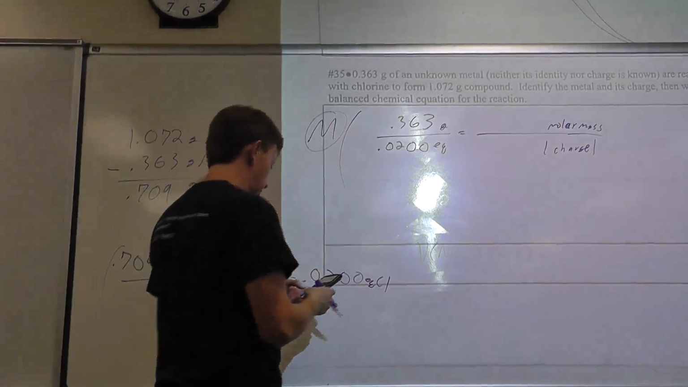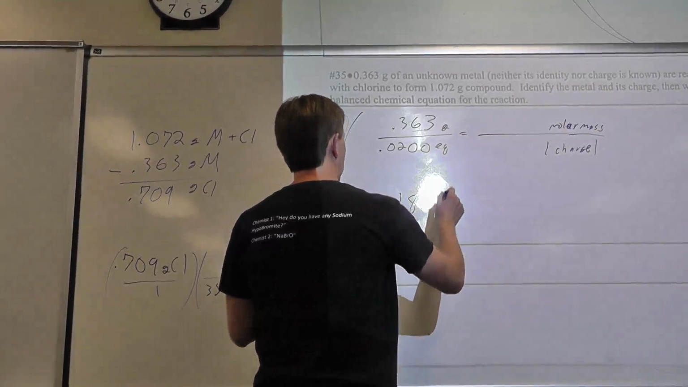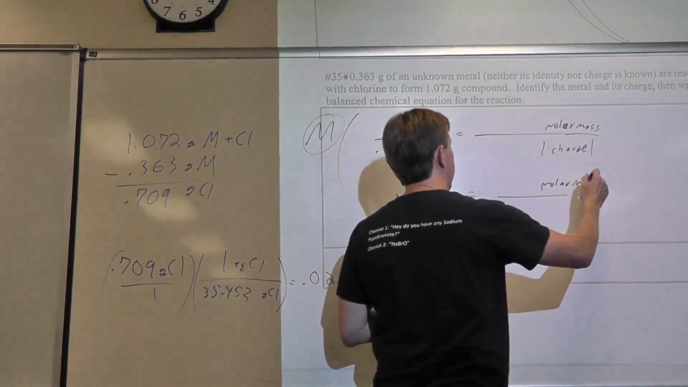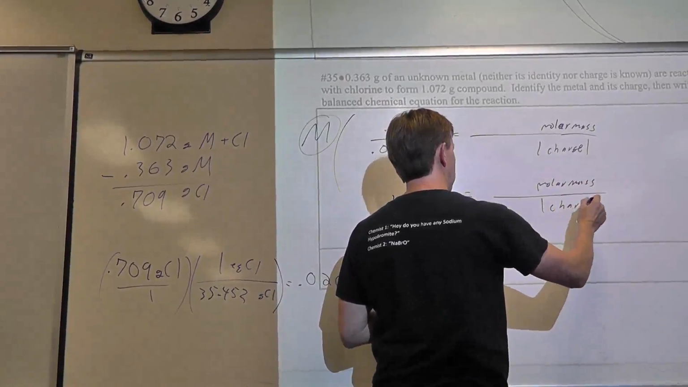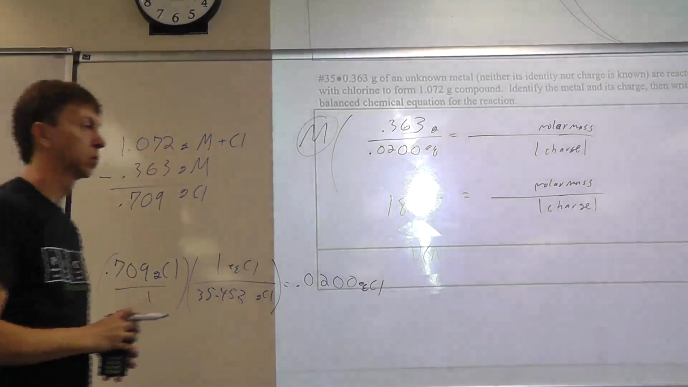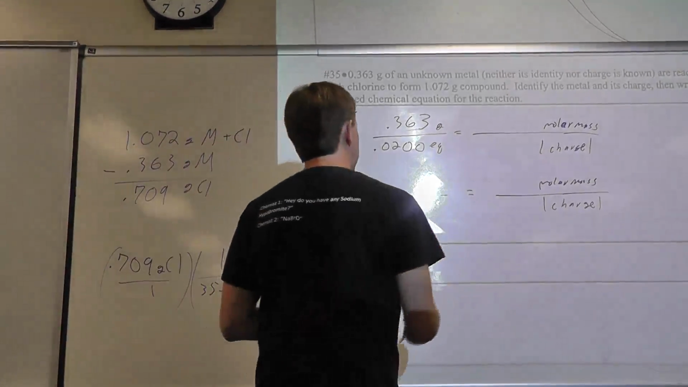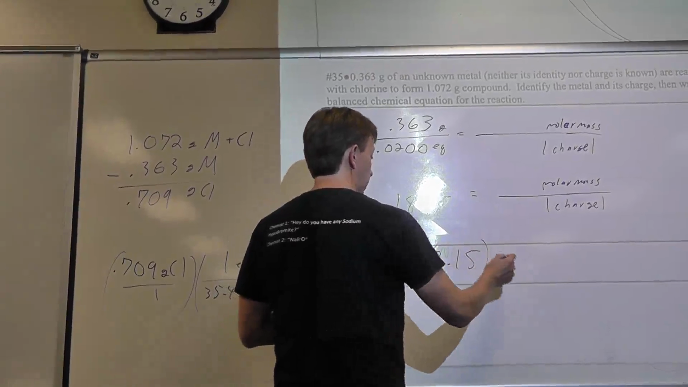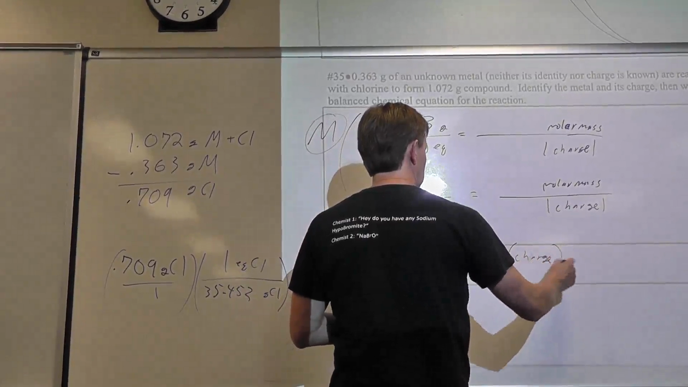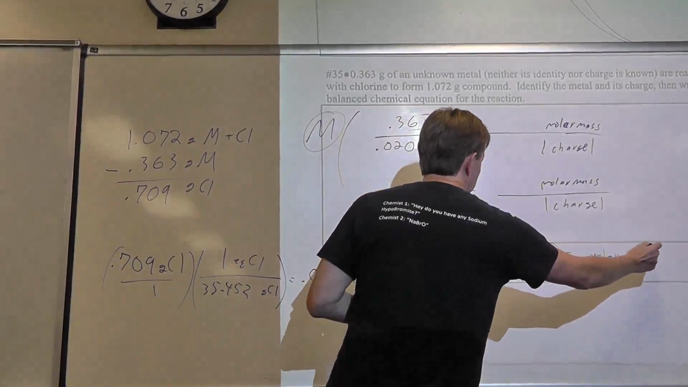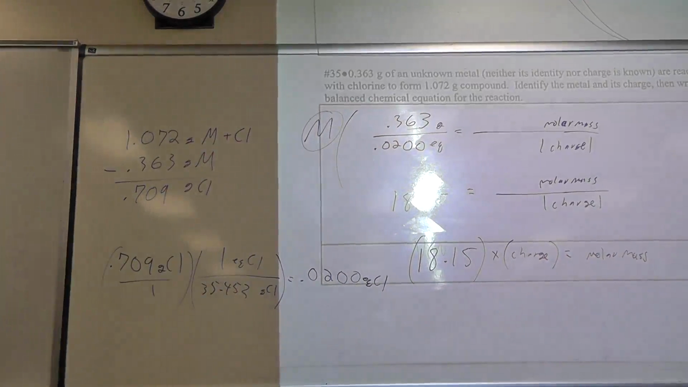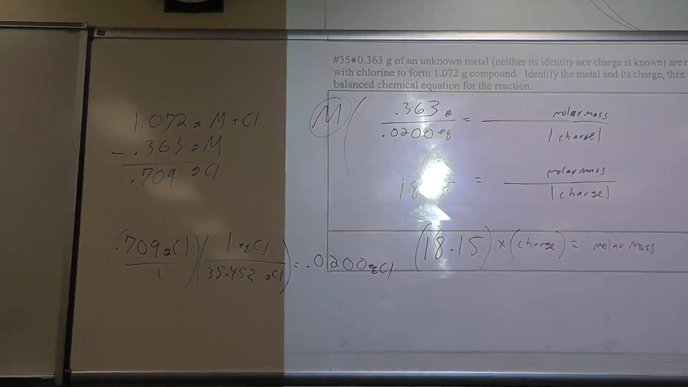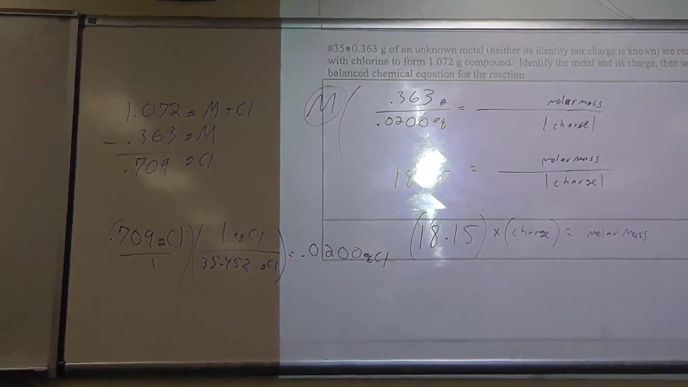0.363 divided by 0.02. This is 18.15 equals molar mass over charge, neither of which we know. Rearranging that equation a little bit, multiplying charge up to the other side, 18.15 times charge equals molar mass. And that doesn't look any better because we still have 2 unknowns, correct? But one of those is not as unknown as the other because we know charge has to be a small whole number, correct?